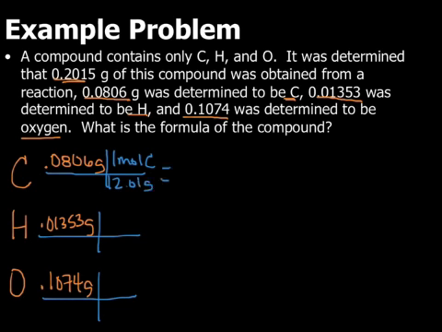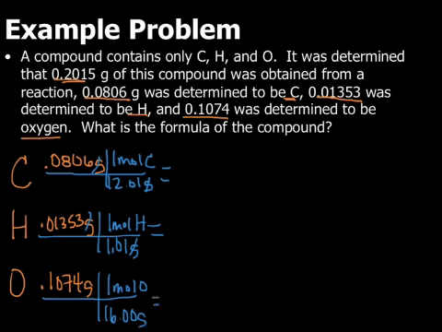And notice grams cancels out, which is what we want. We want to end up in moles. For hydrogen, 1 mole of hydrogen is 1.01 grams. And again, grams cancels. And then my last one, oxygen, 1 mole of oxygen is 16.00 grams.